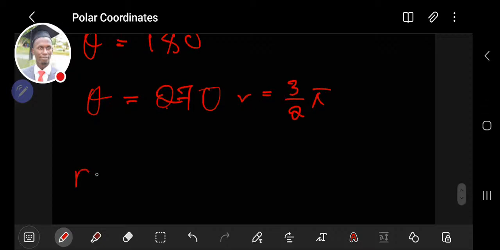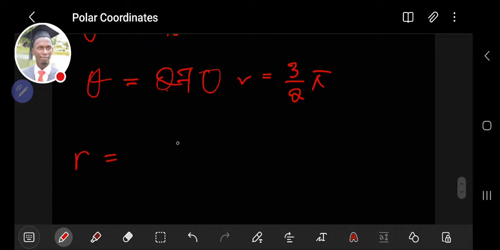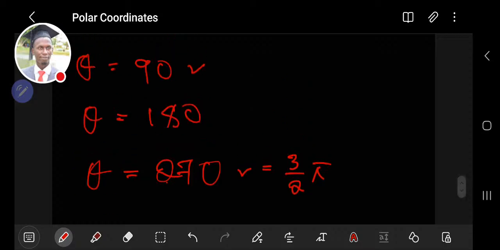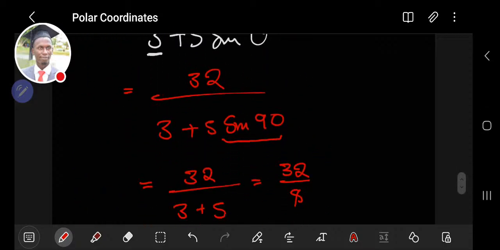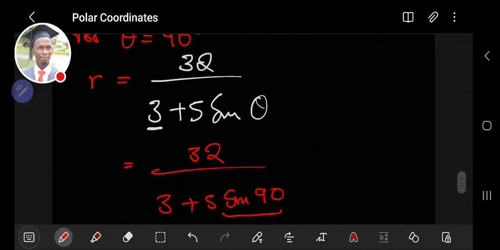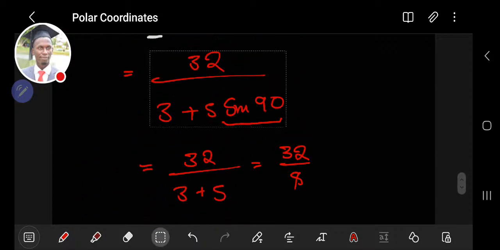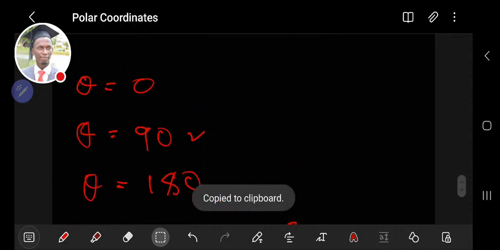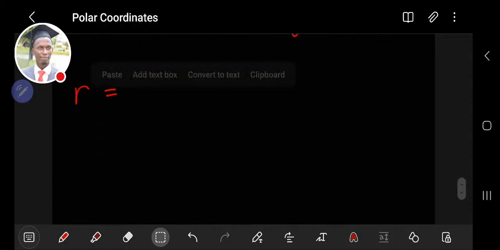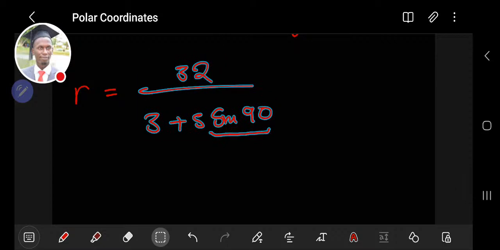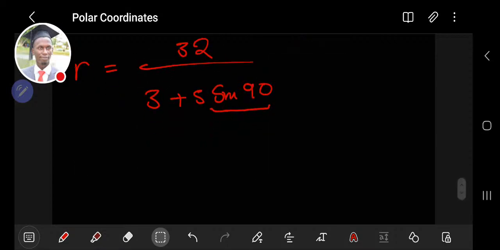In this case, you're going to have again the standard expression. R is equal to, what was the original one? Okay, was it 32? Yeah, I think it was 32/3. Just copy it again. Okay, so we have this one. But now the angle we want to use is 270. So we have 270 here.